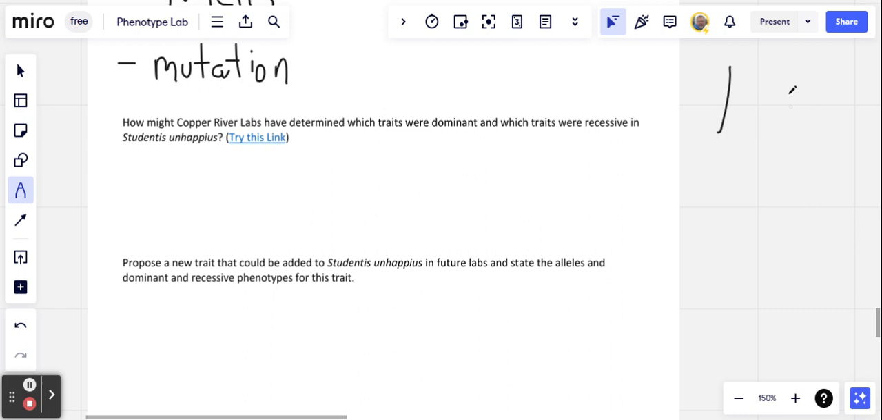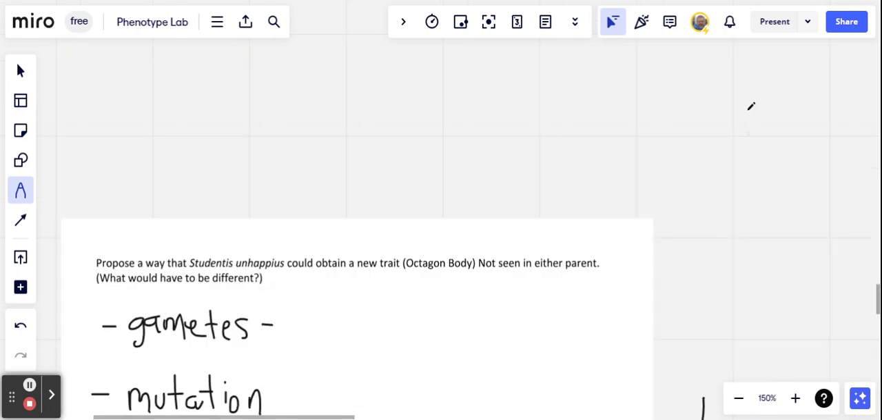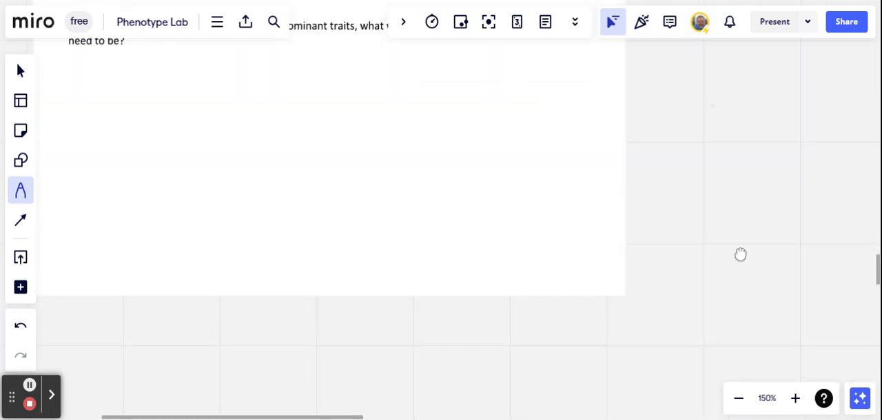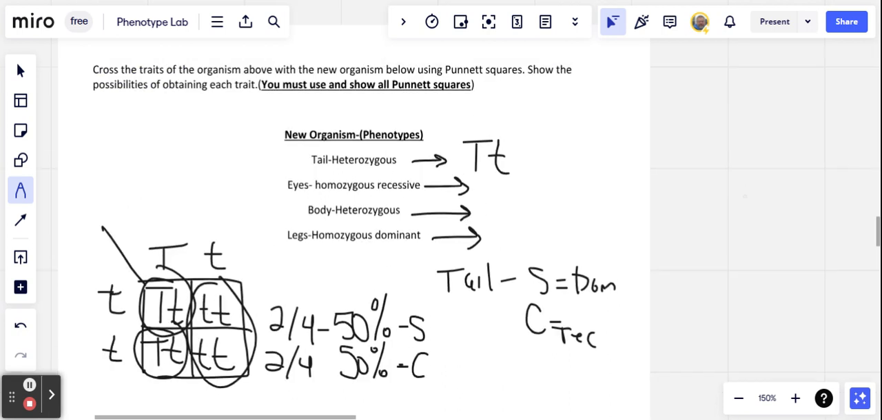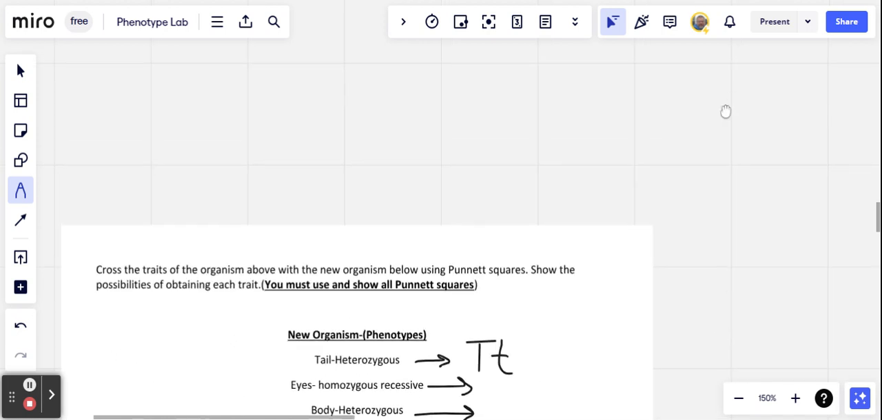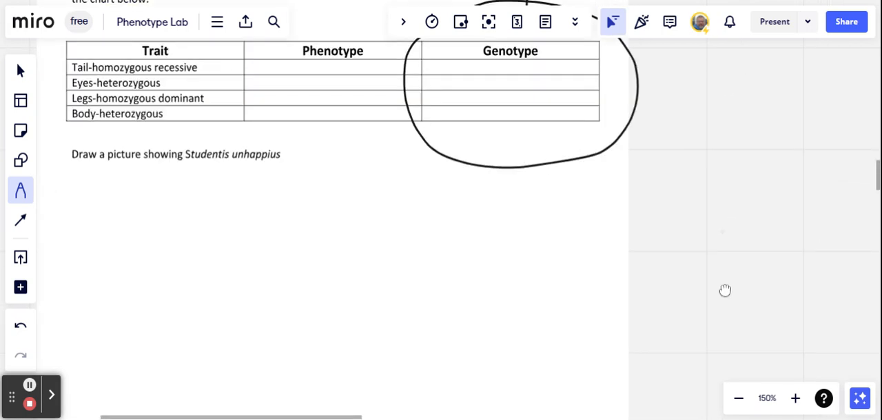I'm going to add the karyotype lab as well, where you just go to the online thing, complete the lab, and turn in the screenshot when you're done. So this is kind of how you do that lab. Let me know if you have any questions. Go ahead and complete this. I'll give you one more assignment.